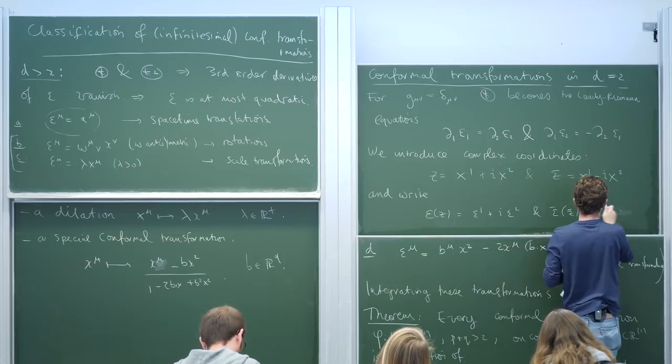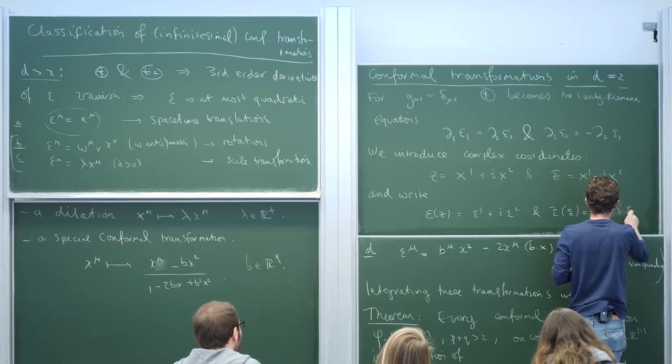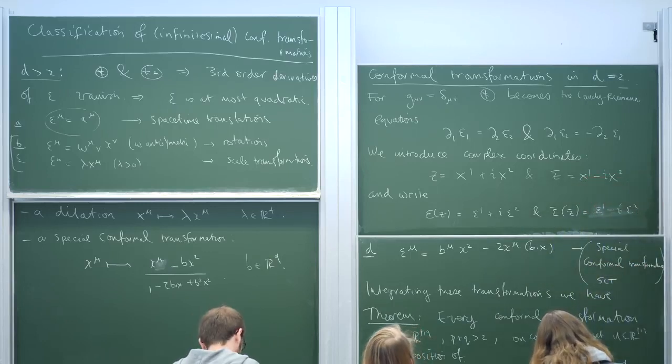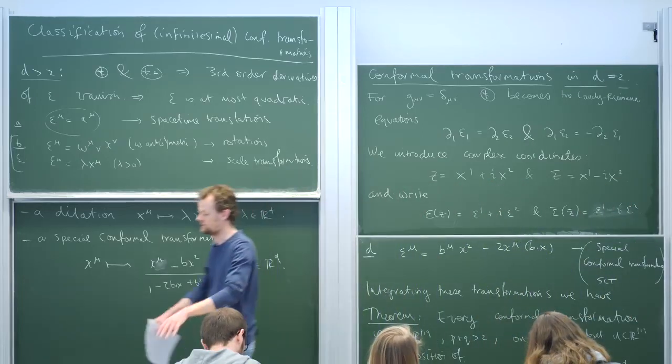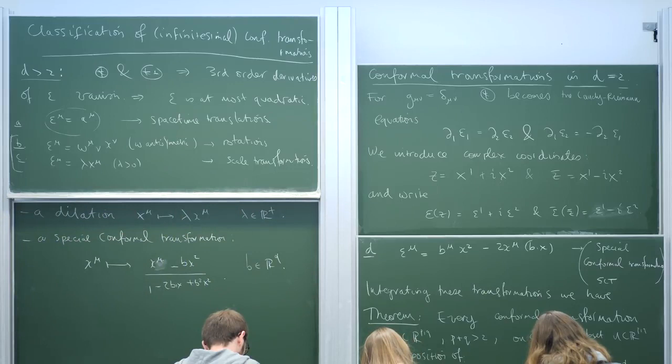Oops. No, epsilon minus i epsilon 2. So this is just, if you like, a change of coordinates. We've done absolutely nothing so far, but this hopefully makes manifest the hint that the Cauchy-Riemann equations are giving us.